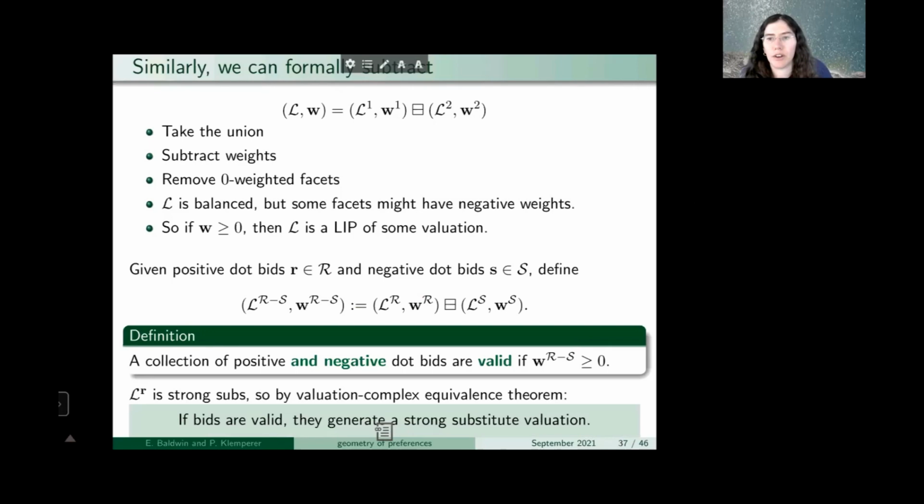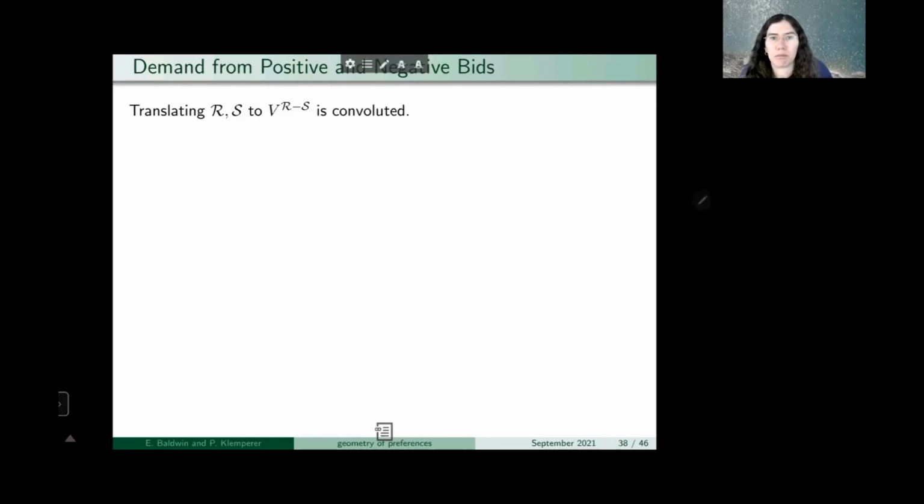And because at the individual level, all of these are strong substitutes, the lip you get from a single dot is a strong substitutes lip, and we've just put facets together from individual things, so we haven't got any new facets. So all the facet normals are strong substitute normals, we have got a strong substitute valuation here. So if we have a collection of positive and negative dots that's valid, then we do get a strong substitute valuation. And of course, the punchline is going to be that we can get all of them that way.